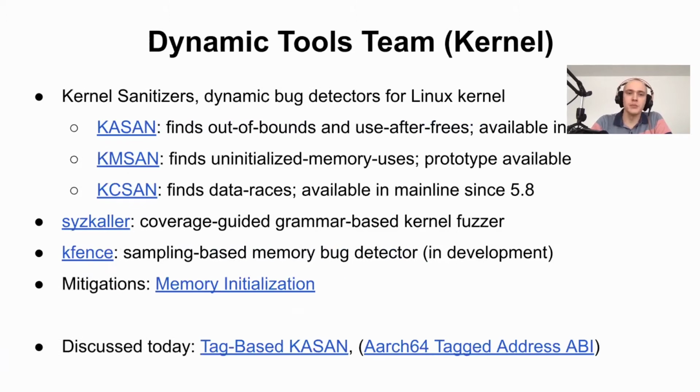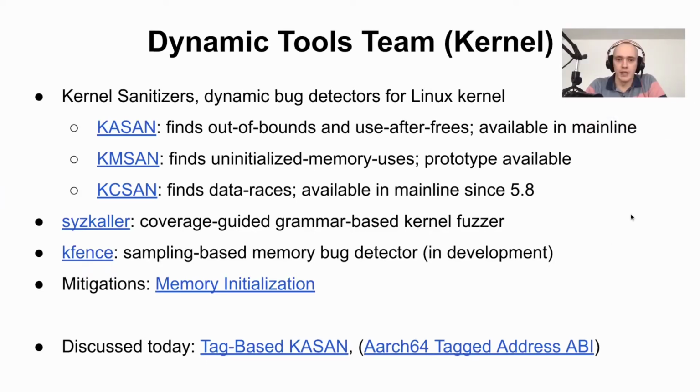The second part of the team is where I work, and that part works on kernel tools. For the kernel, we also have a set of sanitizers that allow you to find different kinds of bugs. I guess the oldest one is KASAN, the address sanitizer that finds memory corruptions, and the newest one, just merged into the mainline kernel a few months ago, is KCSAN, which finds data races. We have Syzkaller, which is our coverage-guided fuzzer, and right now we're also working on KFENCE, which is something like GWP-ASan, but for the kernel. It's a sampling-based memory bug detector for production use.